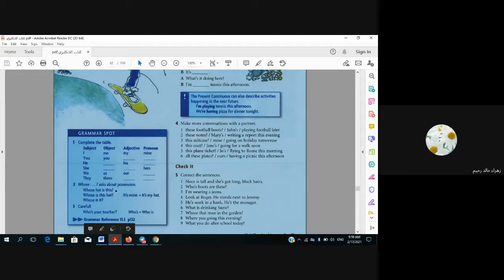Whose asks about possession. Whose hat is this? It's mine or it's my hat. Whose is that hat? Whose is this hat? Or who is it?